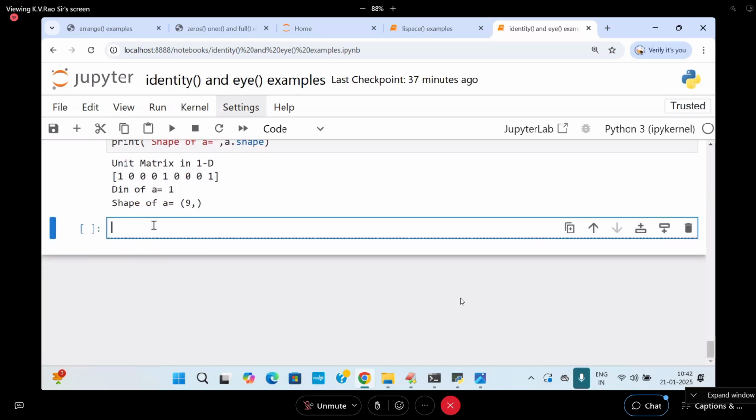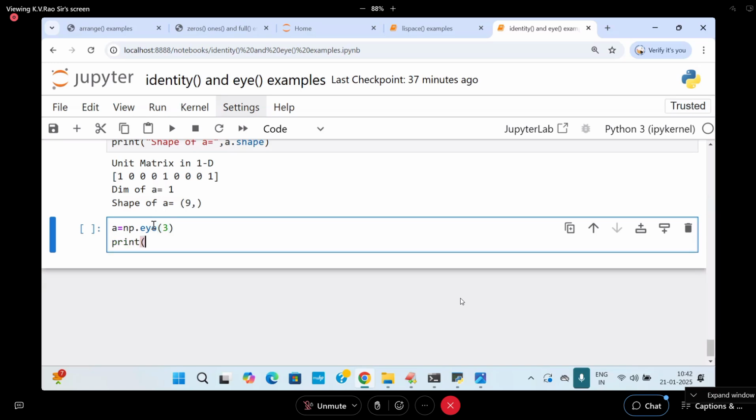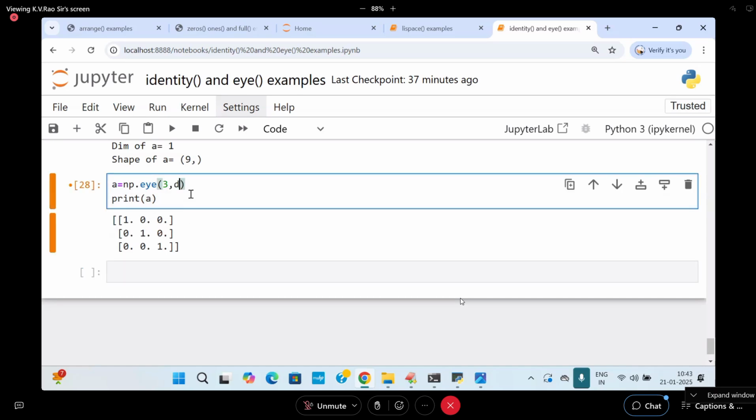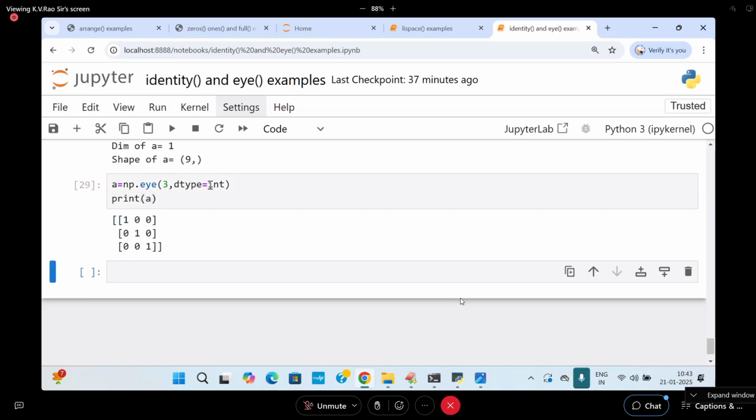Down, just a small example. A is equal to np dot I of 3. Simply I will print A. It is going to work like what function? Identity function. Comma, what will I write? dtype is equal to what? int. dtype is equal to int. What is happening? Like this.